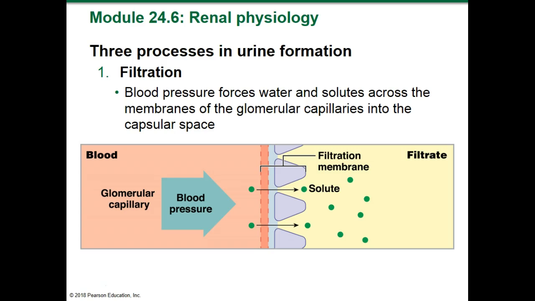So, 3 processes in urine formation. We do have filtration at the very beginning. Blood pressure does force water and solutes across the membrane of the glomerular capillaries into the capsular space and then into the tubules. But again, they have to be of a certain characteristic to make it through.